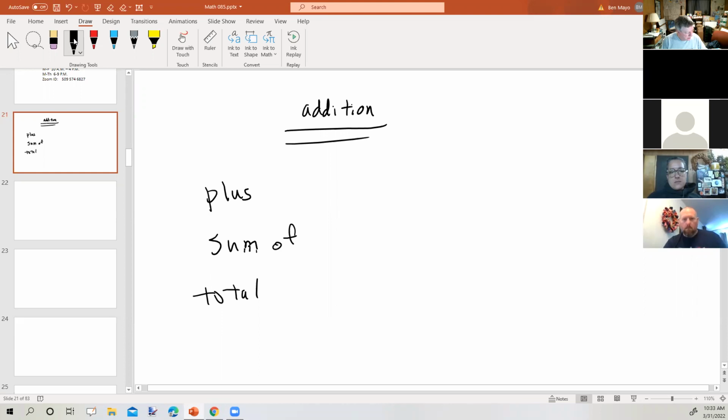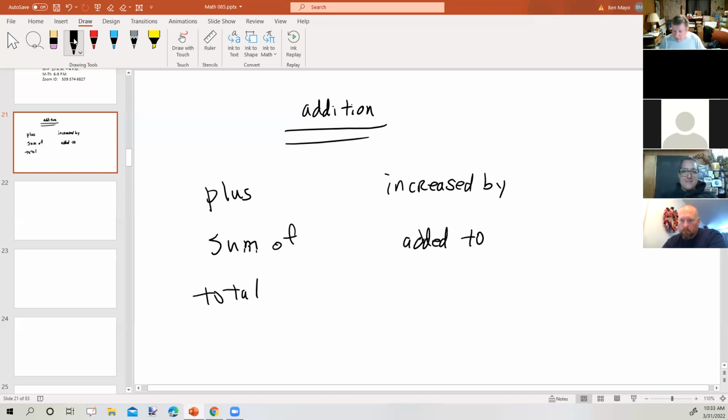What about increased by? Increased by. 7 increased by 3 would be 7 plus 3, which is 10. And then, of course, perhaps the obvious one, added to, okay, addition, added to. 6 added to 7 is 13.